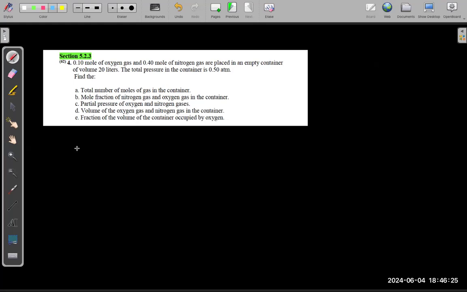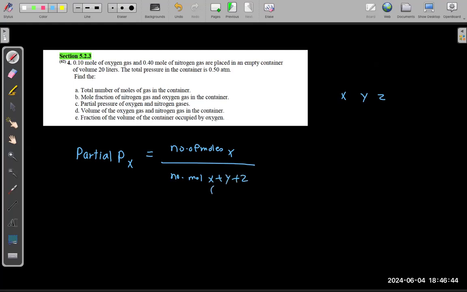And we know the rules. The rules tell us that if you want to find the partial pressure of any gas, let's say gas X, which is available with Y and Z, it is equal to the number of moles of gas X divided by the number of moles of X plus Y plus Z, which is the total number of moles. And what do we call this one? We call this the mole fraction. Then if you want to find the partial pressure, multiply the number of moles divided by the total number of moles, which is the mole fraction, by the total pressure of the gas.